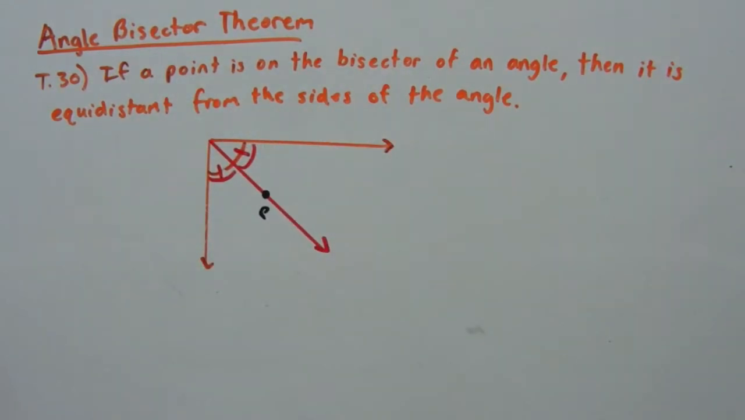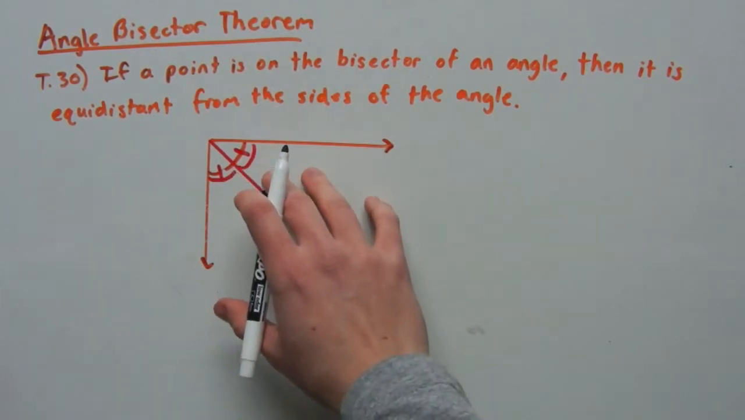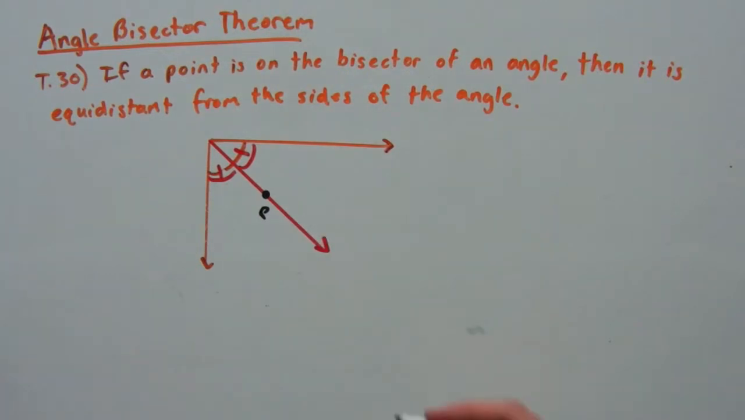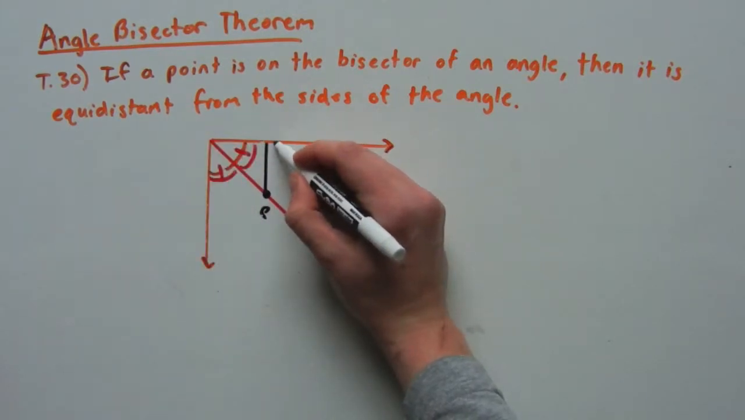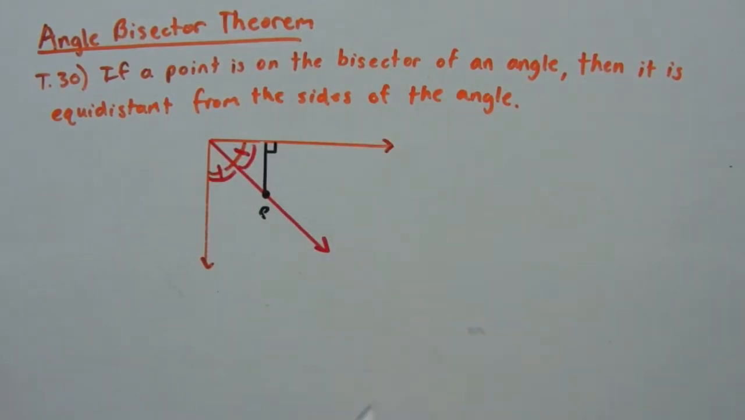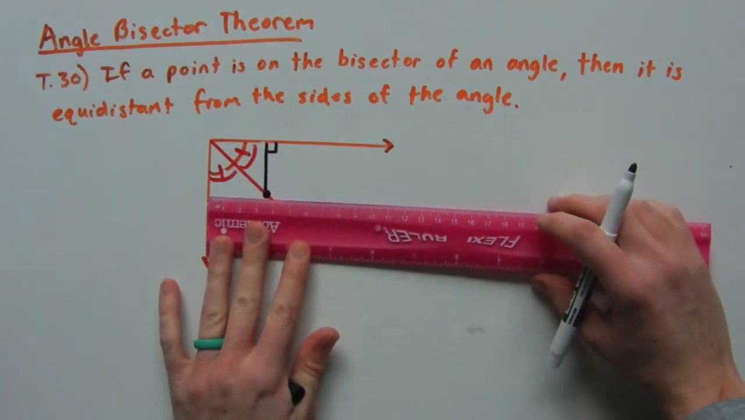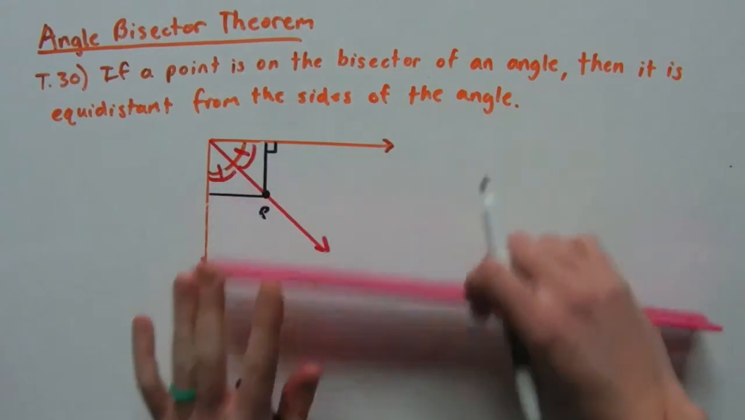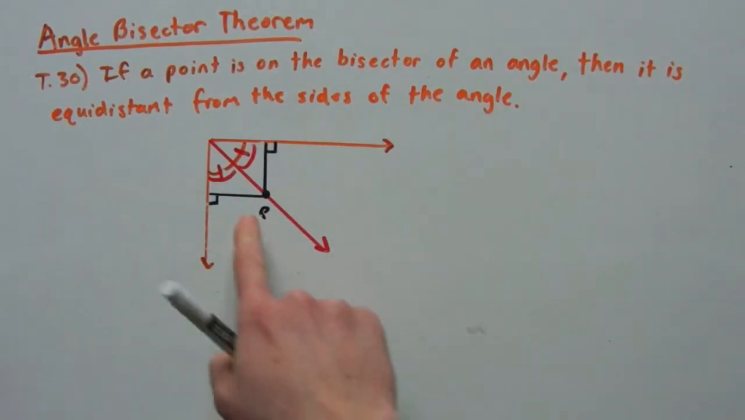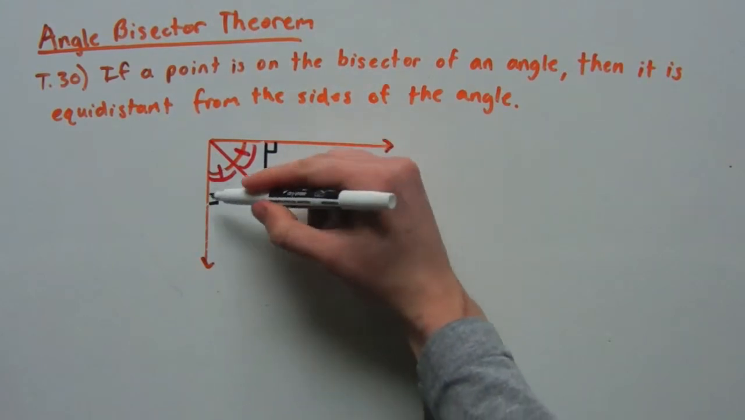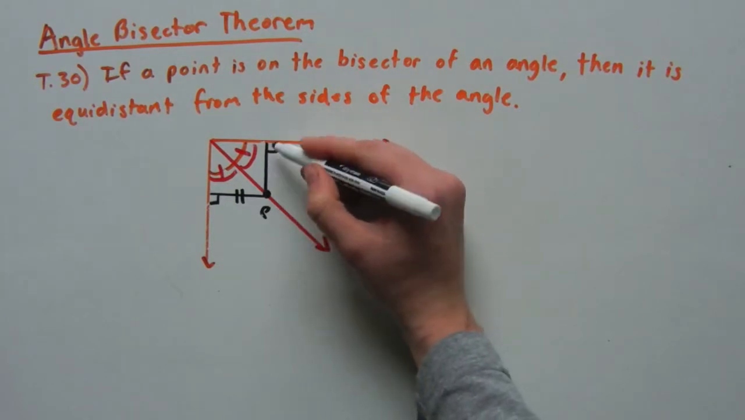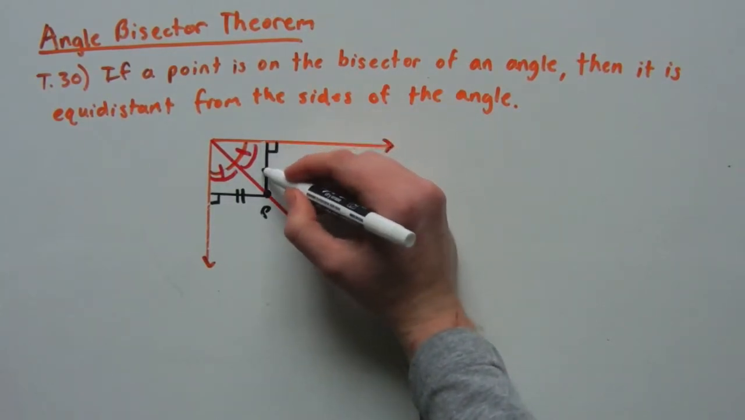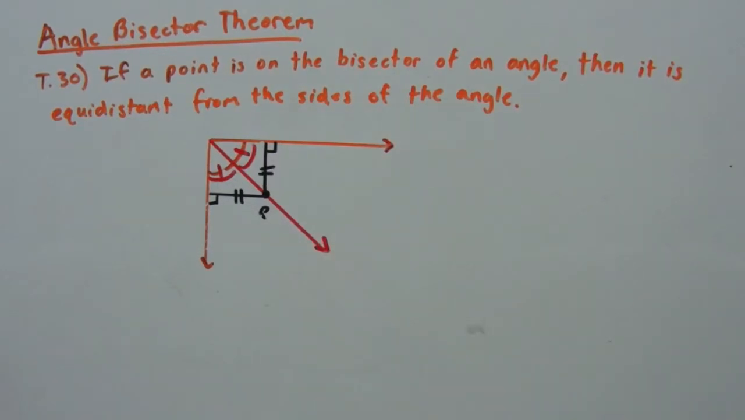And remember, to find the distance between a point and a line, you draw a perpendicular line branching out from that side to a point. So my perpendicular line would come out from the side, and my other perpendicular line would come out from the other side of the angle. And this theorem says that the distance from one side to the point P is congruent to the distance from the other side to the point P.